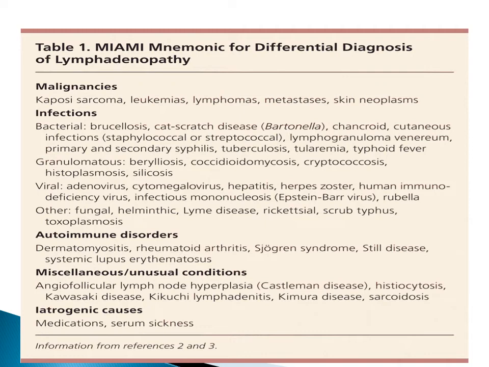So you can have malignancies, infections, variable infections from bacterial, granulomatous, viral, other fungal, Lyme disease, many infections, autoimmune diseases. These are all the differential diagnosis, or these are all the things which should come to your mind when you come across a patient with lymphadenopathy, and the doctor should rule out the causes. You have to do investigations and tests and rule out the different causes and come to the definitive diagnosis.